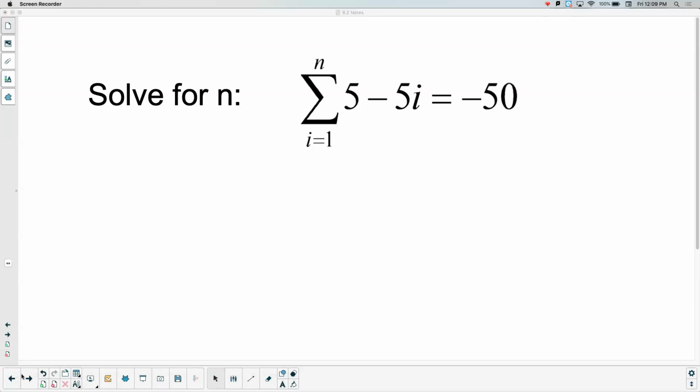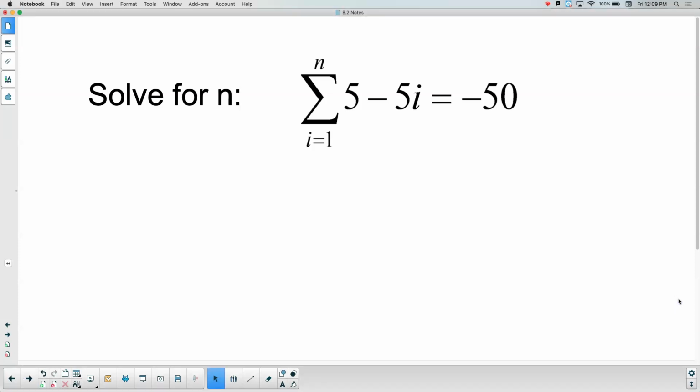Are you sure? Numbers never lie. How do I do this problem? Talk to me. So first you're gonna want to find a sub 1. What is a sub 1? Well, a sub 1 equals 5 minus 5 times 1, which is 0.